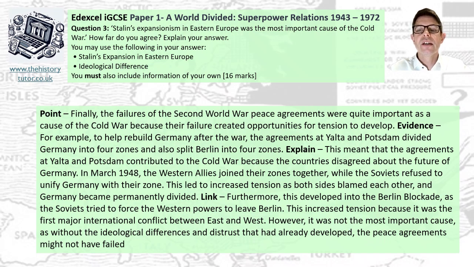In March 1948, the Western Allies joined their zones together and Russia refused to join them and unify Germany. This led to increased tension as both sides blamed each other and Germany was split. Furthermore, this developed into the Berlin blockade as the Russians tried to force Western powers to leave Berlin. This increased tension as the first major international fallout between East and West. However, it is not the most important cause, as without ideological difference and distrust that had developed, then the peace treaties may have been more successful and not failed.